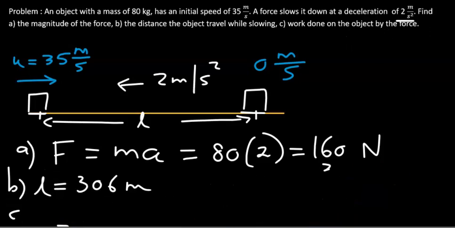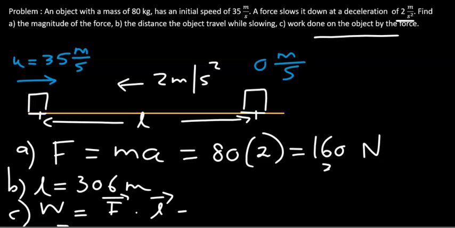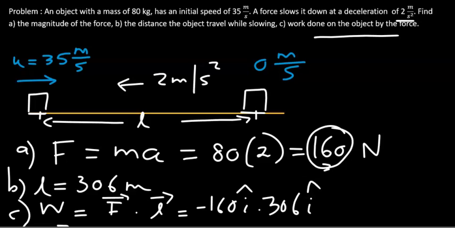Now let's do part C. Work done on the object by the force. Now we know work is a dot product of two vectors. One is the force, and the other one is the displacement vector. So the force is 160 newtons, so minus i hat direction, dotted into now L, we know what it is, 306 i hat meters.